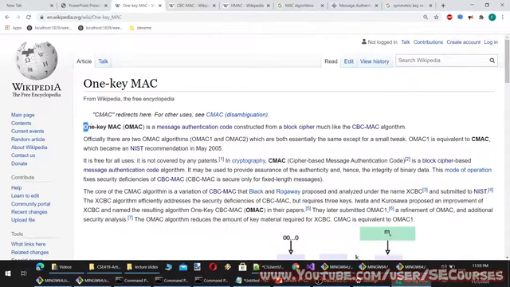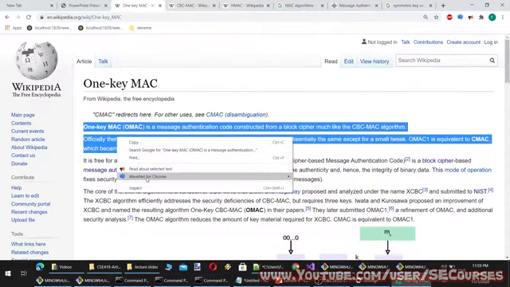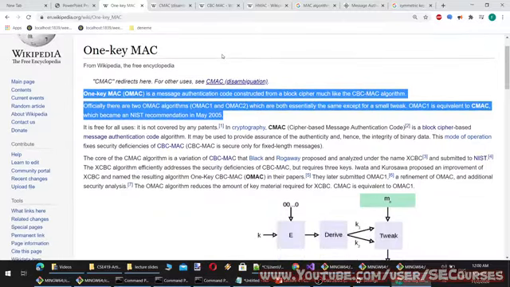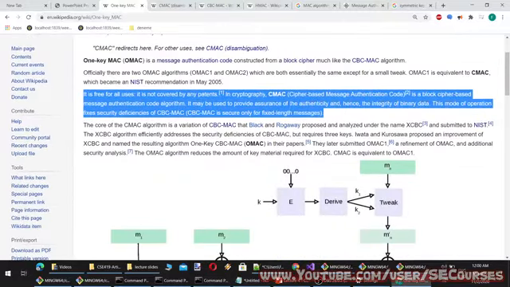Okay, CMAC is One-Key MAC (OMAC), a message authentication code constructed from a block cipher, much like the CBC MAC algorithm. Officially there are two OMAC algorithms, OMAC1 and OMAC2, which are both essentially the same except for a small tweak. OMAC1 is equivalent to CMAC, which became a NIST recommendation in May 2005. It is free for all uses. It is not covered by any patents.